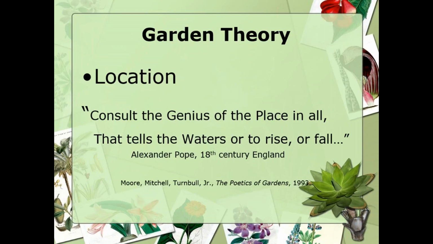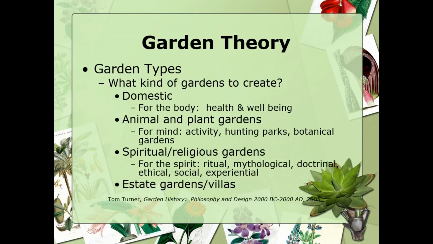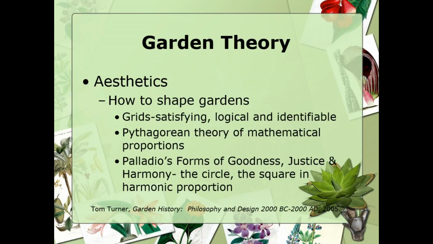So, garden theory, location: consult the genius of the place in all that tells the waters to rise or fall. That's Alexander Pope in 18th century England. Garden types: what kind of gardens to create? So there's domestic, for the body, health, and well-being. Animal and plant gardens for the mind: activity, hunting, parks, botanical gardens. Spiritual religious gardens for the spirit: ritual, mythological, doctrinal, ethical, social, experiential. And estate gardens and villas.